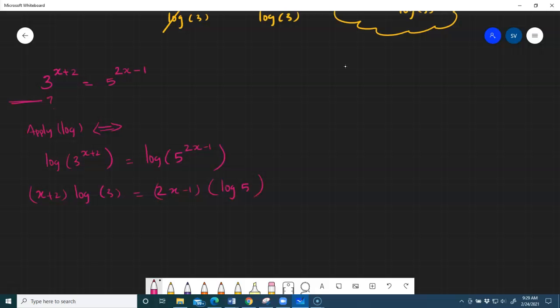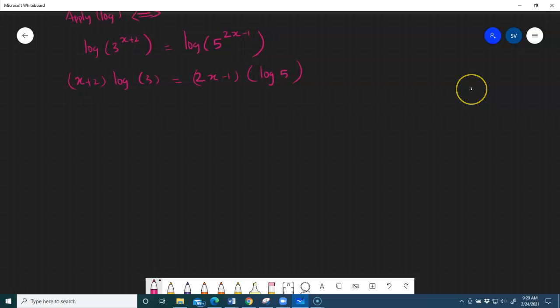In the next step you can open the bracket, just simple arithmetic. That is x log 3, the outer term with x, and plus the outer term with the 2, which is 2 log 3. And this is equal to 2x log 5 minus log 5. So that is the expansion.